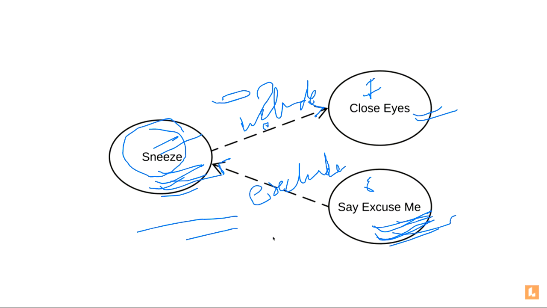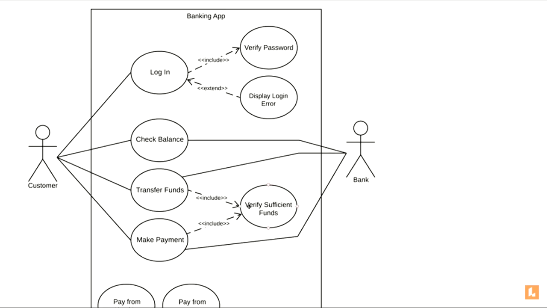So we have seen the association relationship, we have seen the include relationship, and we have seen the exclude relationship. Now the fourth relationship is, and one more thing. Suppose you want to transfer funds, this is your one use case, and this is another use case that you want to make the payment. So either you want to transfer funds or you want to make payments.